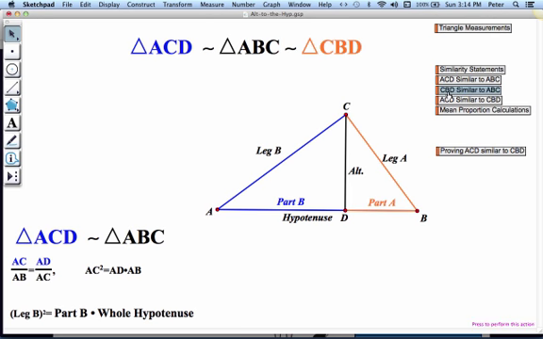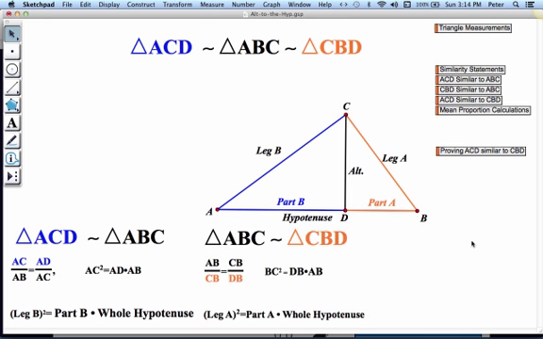Let's take a look at the black triangle to the orange triangle. And again, I set up only two of the three proportions or ratios because I see that CB shows up in both. It's the mean proportional between AB and DB. So by the means extremes product theorem, I can multiply and I see that BC squared equals DB times AB. In other words, using the alternate labeling, leg A squared equals part A times the whole hypotenuse.